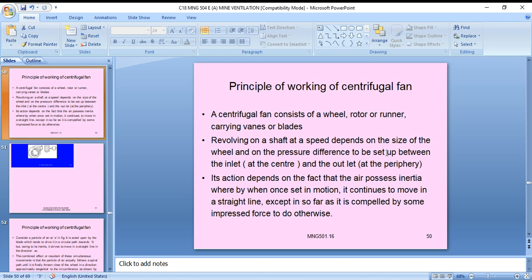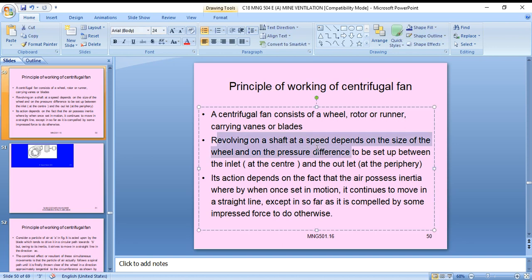Its action depends on the fact that air possesses inertia, whereby once set in motion, it continues to move in a straight line, except in so far as it is compelled by some impressive force to do otherwise. So this is the basic principle behind the revolving of the shaft at a particular speed. The blades will be rotating. They will suck the air into the inlet at the center of the machine and throw it out at the periphery of the machine. This is the basic principle.